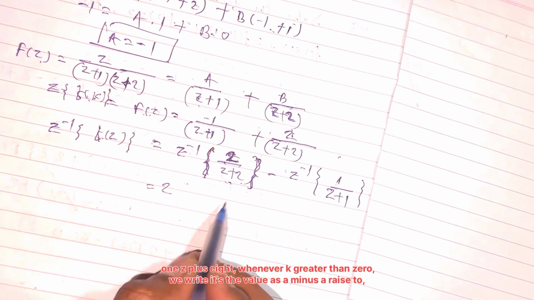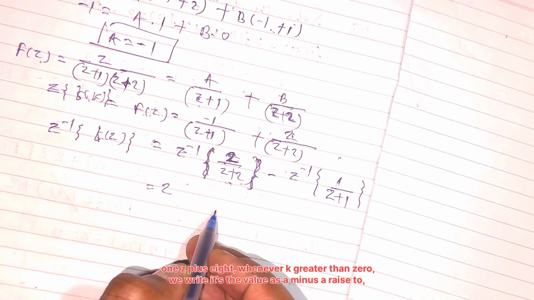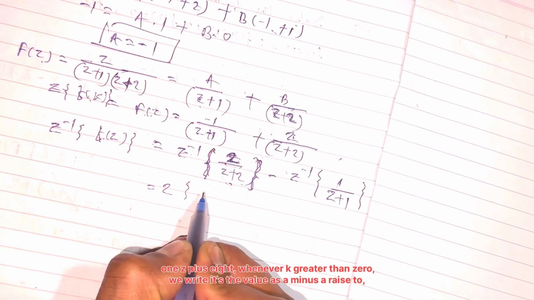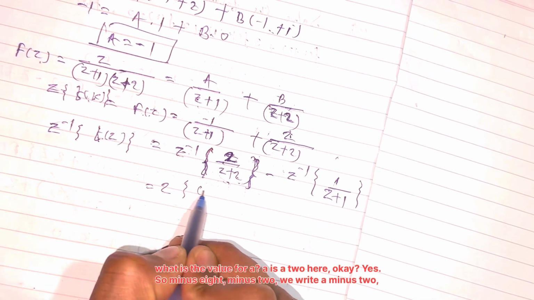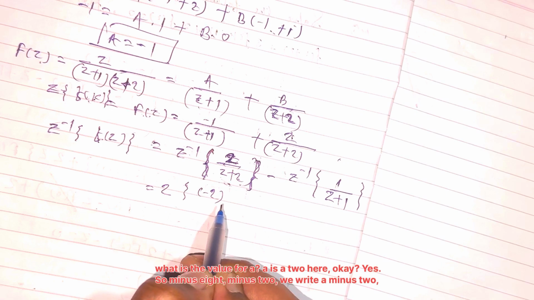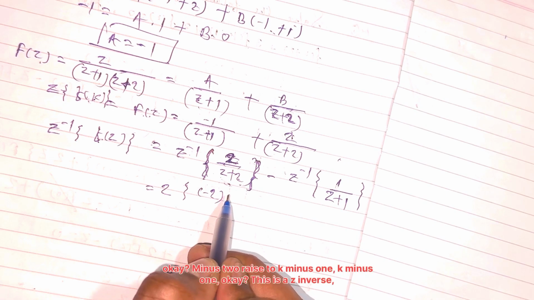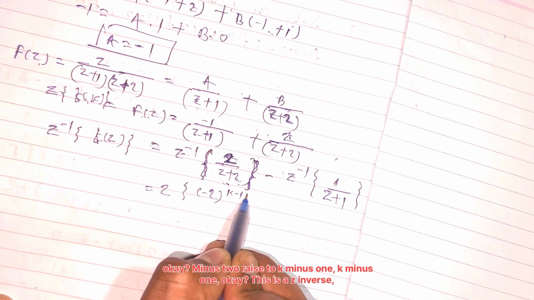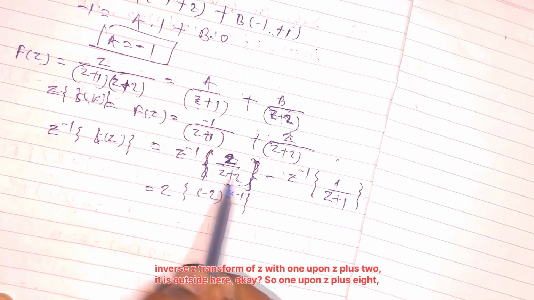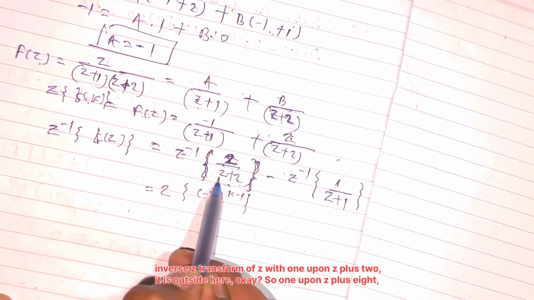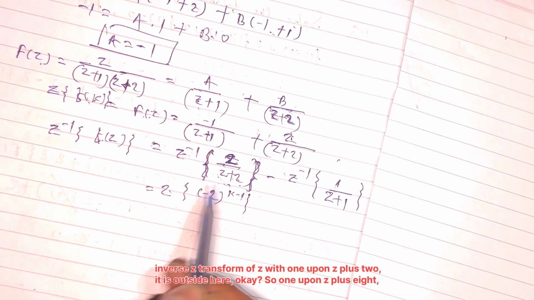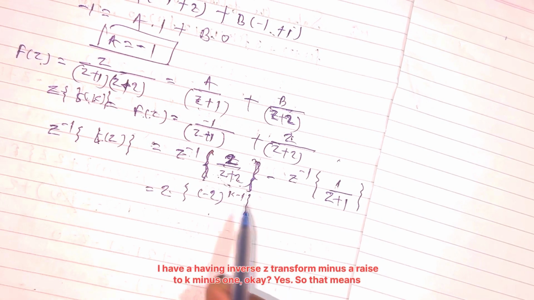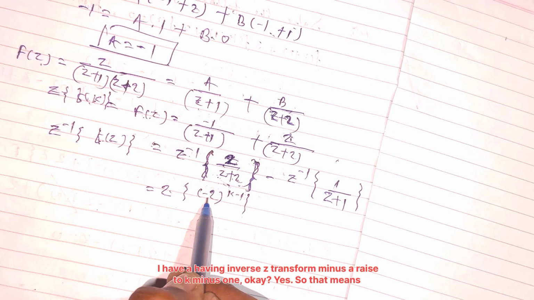1 upon z plus a, whenever k is greater than 0, we write its value as minus a raised to k minus 1. What is the value of a? It is 2 here. So minus a, we write minus 2, minus 2 raised to k minus 1. This is the inverse z transform of 1 upon z plus 2, which is outside here, guys. So 1 upon z plus a has inverse z transform minus a raised to k minus 1.